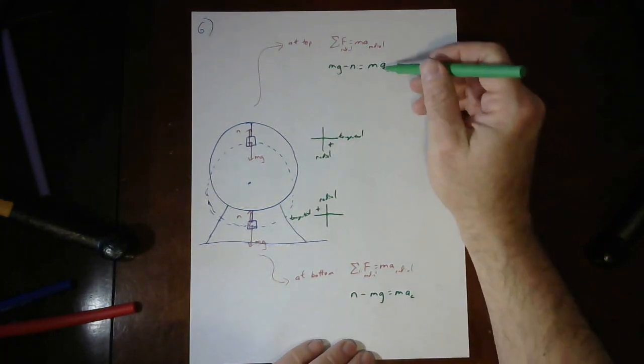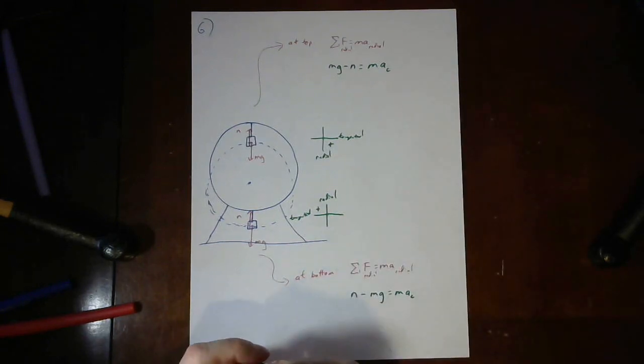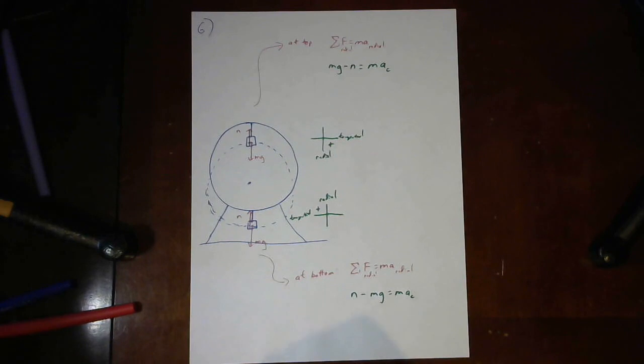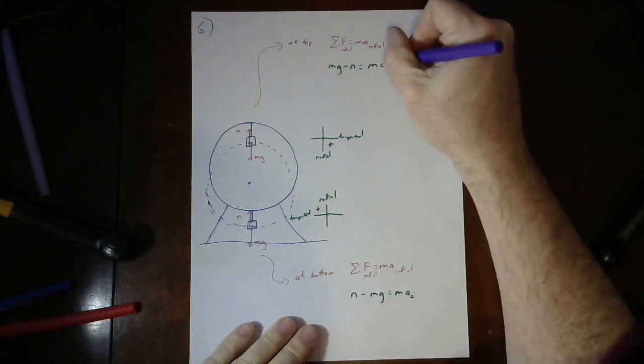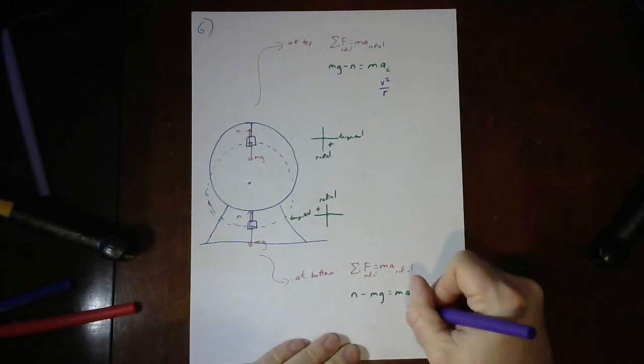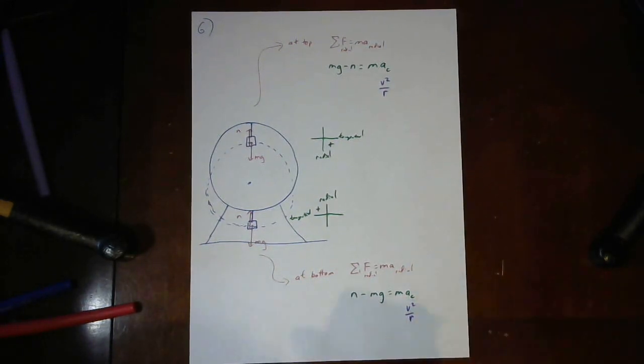Now, when I go to calculate a_c, of course, I'm going to substitute in our equation for centripetal acceleration. We know that centripetal acceleration is v squared over r. So I can make that substitution.